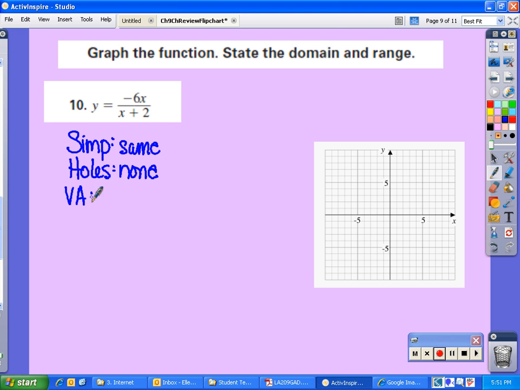Vertical asymptote at x equals -2. Let's just set the denominator equal to 0 and solve.